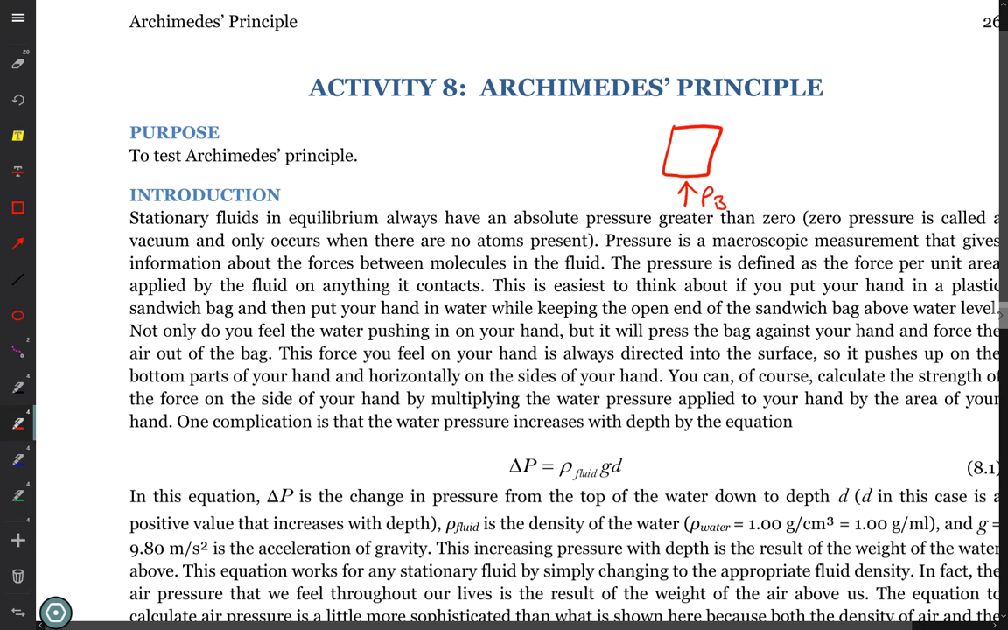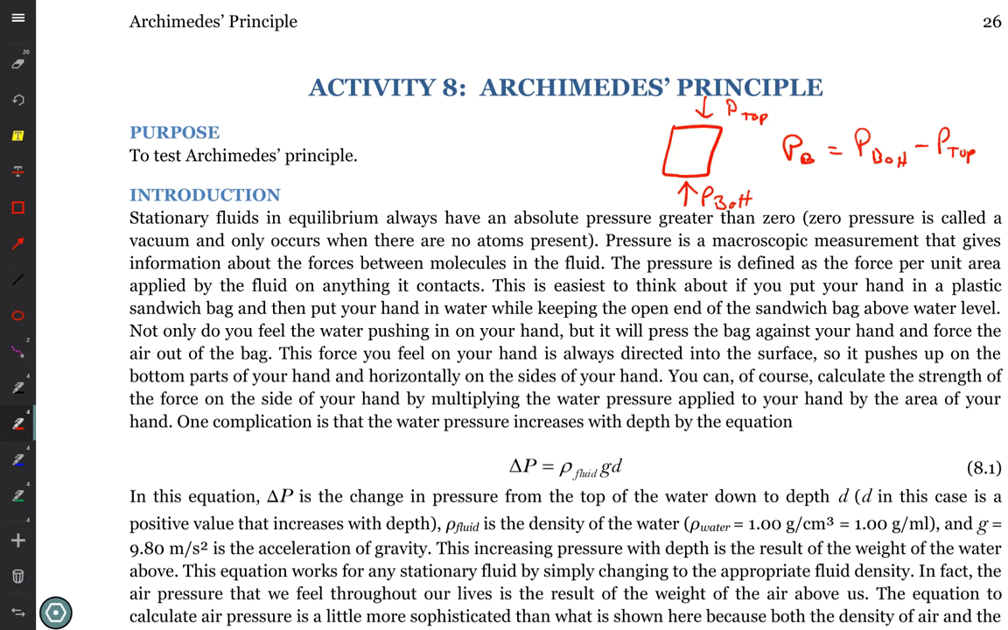You have a pressure at the bottom and a pressure at the top, and the difference between those two is what we identify as the buoyant force. So in this lab, we're going to directly measure that buoyant force, and then compare it to what Archimedes said it should be, the weight of the displaced fluid. So that's our whole goal.